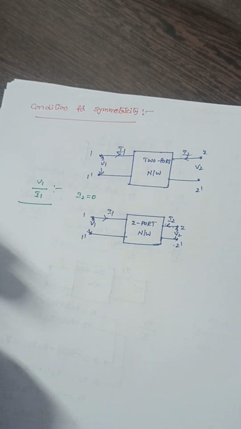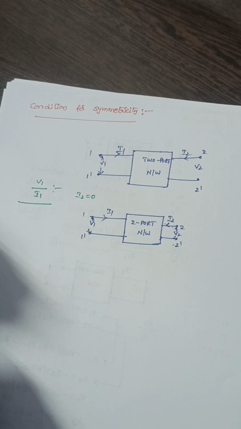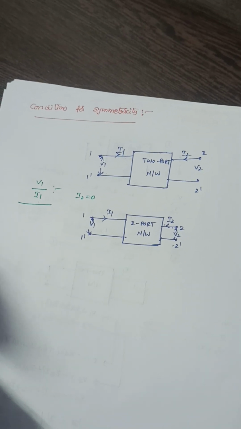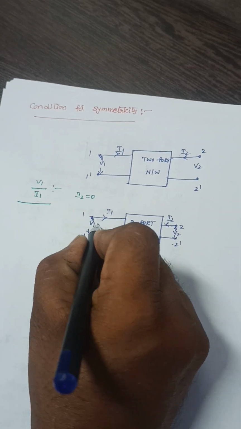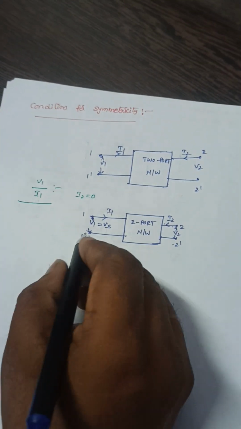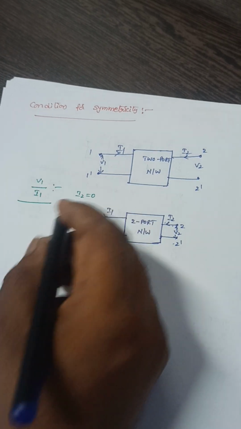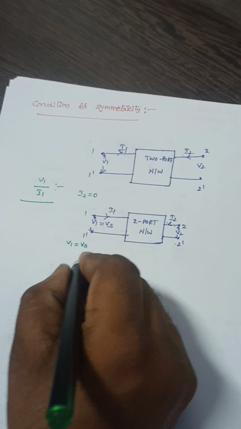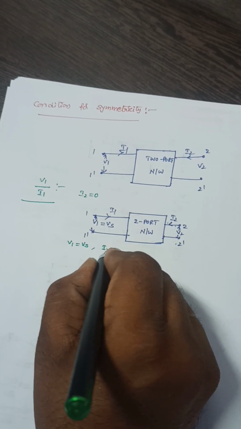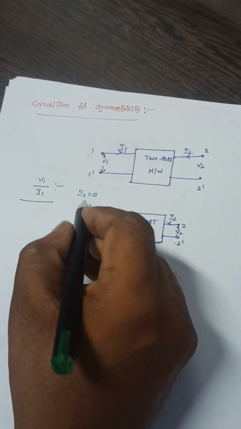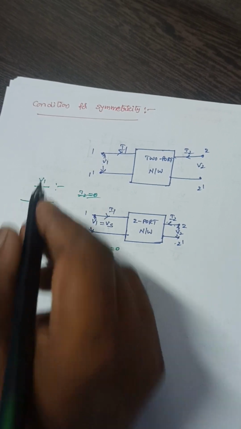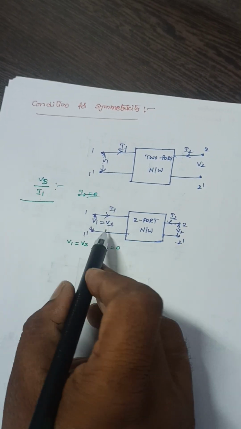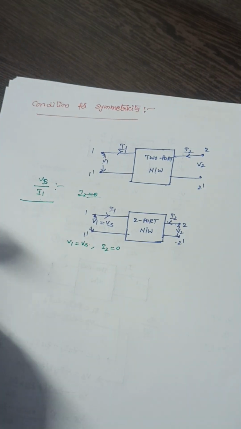So if I substitute this I2 is equal to 0, now I am giving the excitation V1 is equal to Vs. So the conditions here are V1 is equal to Vs and I2 is equal to 0. So these are the conditions while I am calculating V1 by I1, or Vs by I1, because V1 and Vs are both the same here.